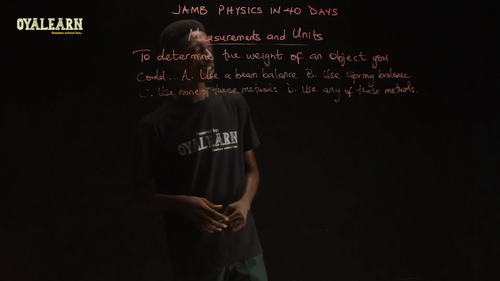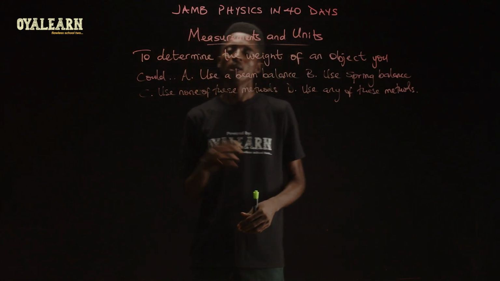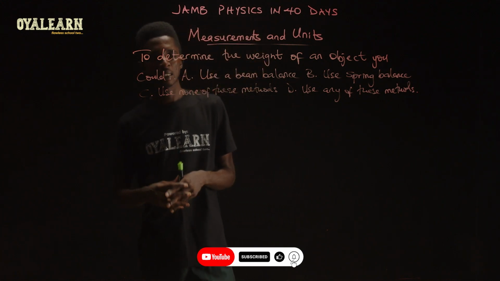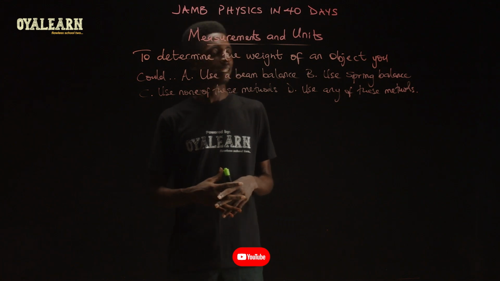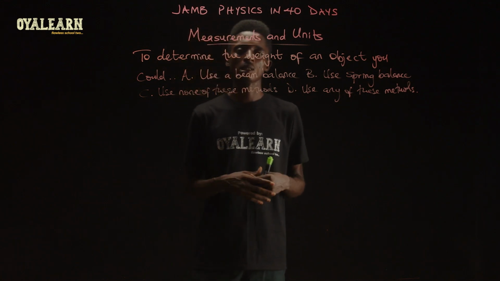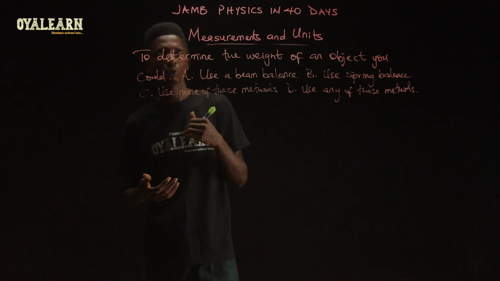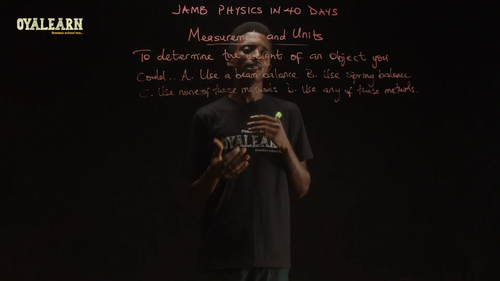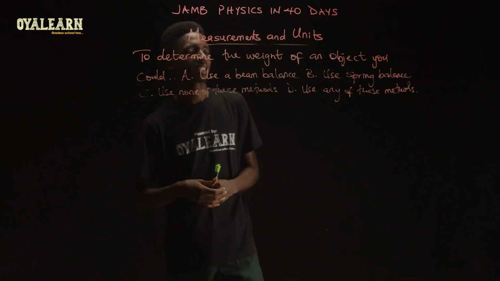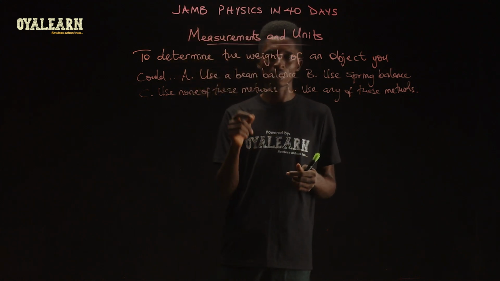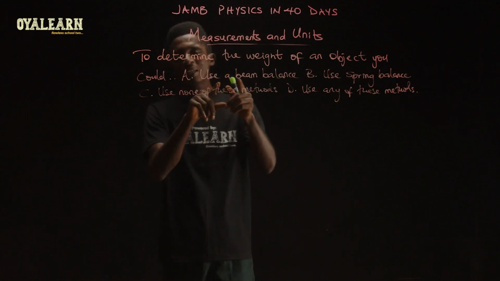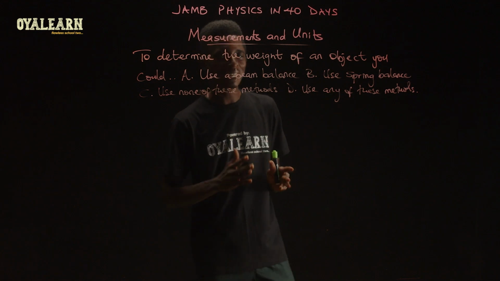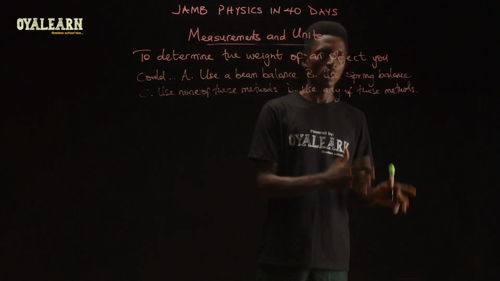To determine the weight of an object, you could A. Use the beam balance, B. Use spring balance, C. Use none of these methods, and then D. Use any of these methods. Now, whenever you're in the physics lab and you are to take the measurement of the weight of a substance, the instrument that is often used is the spring balance. Now, get this. Beam balance is to mass, while spring balance is to weight.